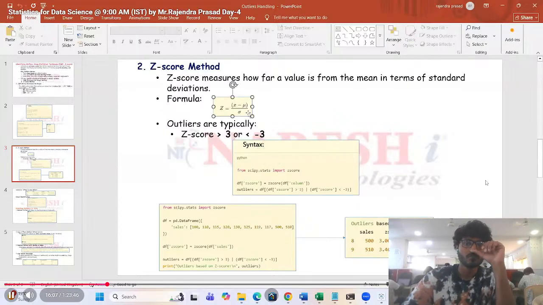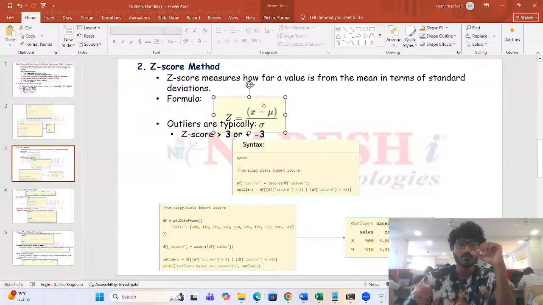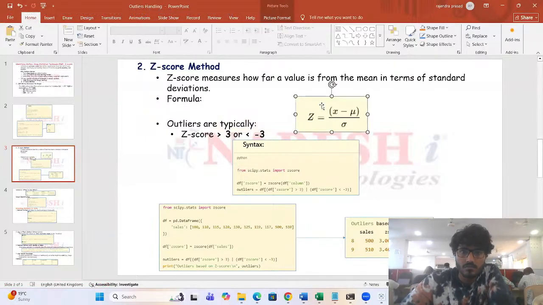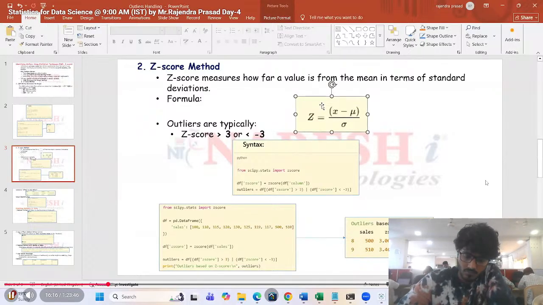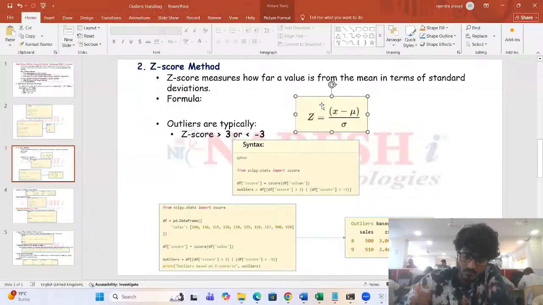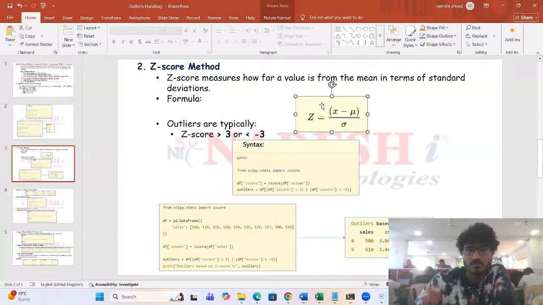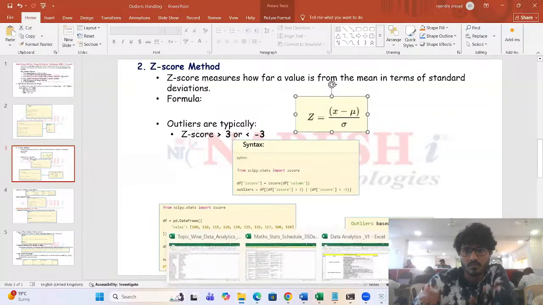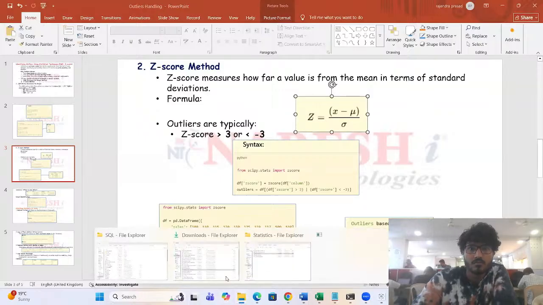To calculate the Z-score, what is the formula? See, what is the formula? X minus mu by sigma. Here X means each and every observation, mu means arithmetic mean, divided by sigma. Sigma means standard deviation. See guys, if you people wanted to calculate the Z-score manually, you can calculate. How do you calculate? See, yesterday's example, we have seen that. Let me open that Excel file.